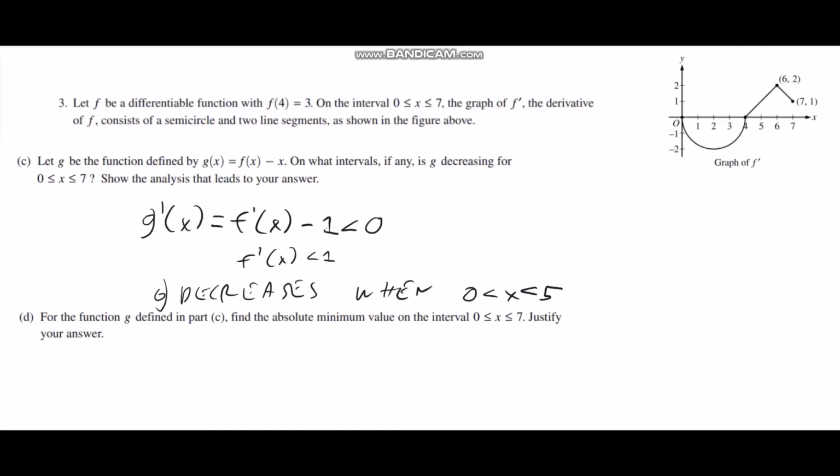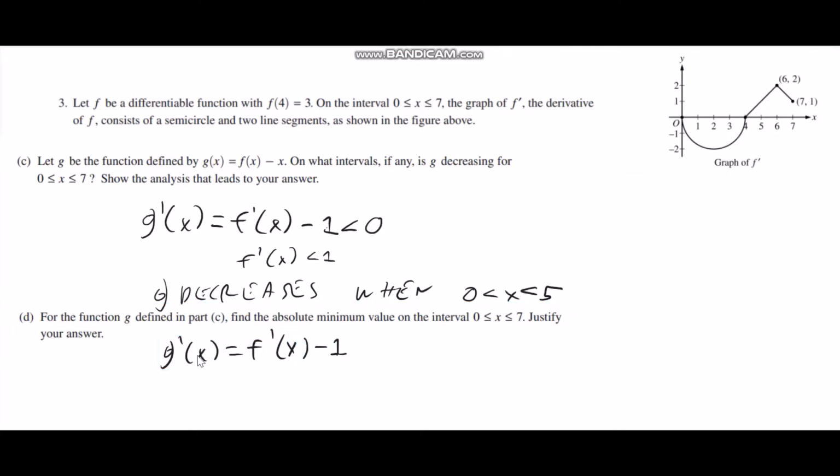So now let's take a look at part D, which I have on the screen here, because we're still dealing with this function g, and we have to find the absolute minimum value of g. Well, we know that the absolute minimum of a function occurs when its first derivative changes from negative to positive. So if we take a look at the first derivative, which again, we know that g prime of x is equal to f prime of x minus 1. And we want to know when this changes from negative to positive.